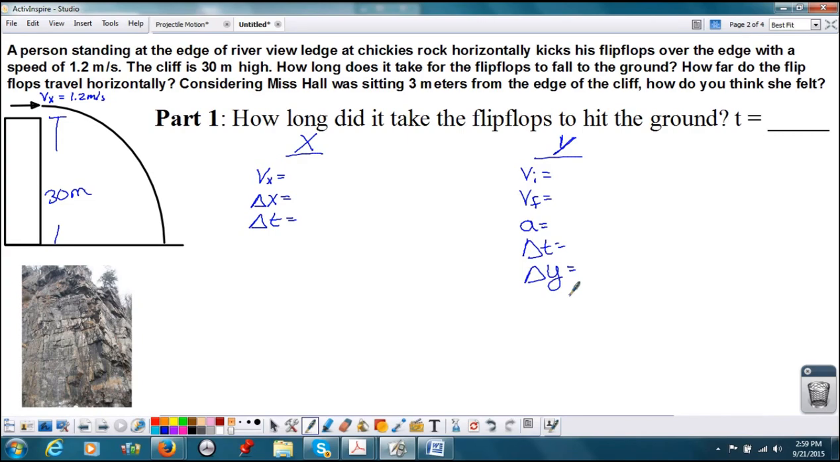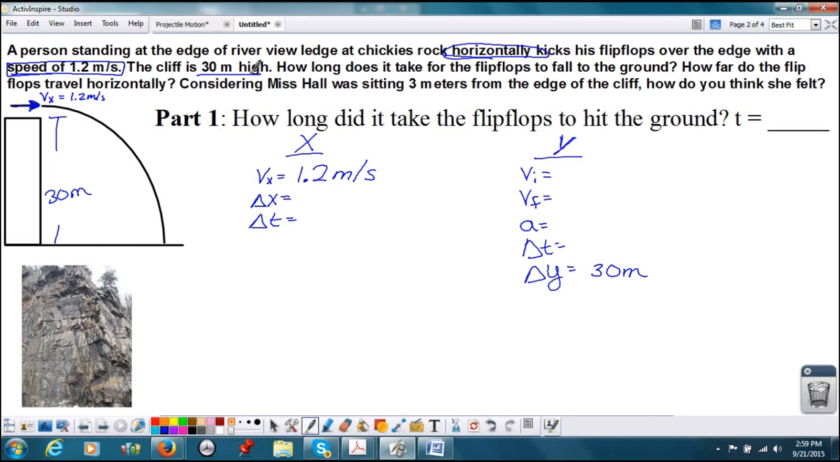Well, first number I come to is a speed of 1.2 meters per second. And it said horizontally. Well, that means he kicked them only in the horizontal direction, which means that this is the horizontal speed. The cliff is 30 meters high. Well, that's up and down. That's a y direction. So I'm going to put that over here with the y. 30 meters high.